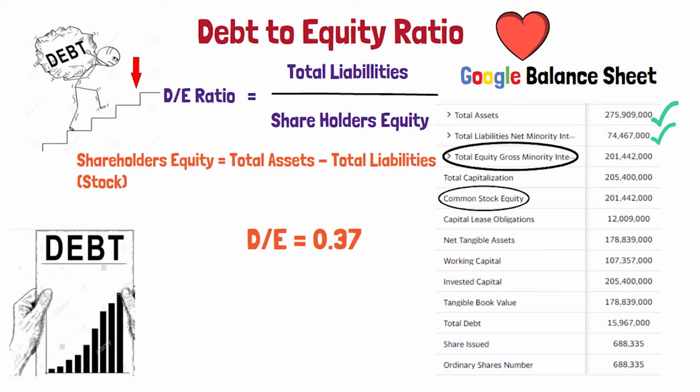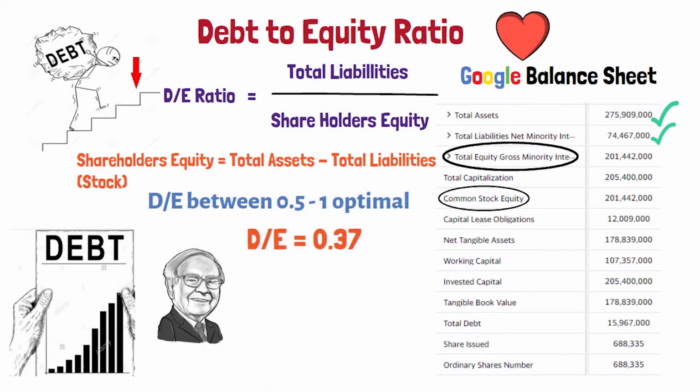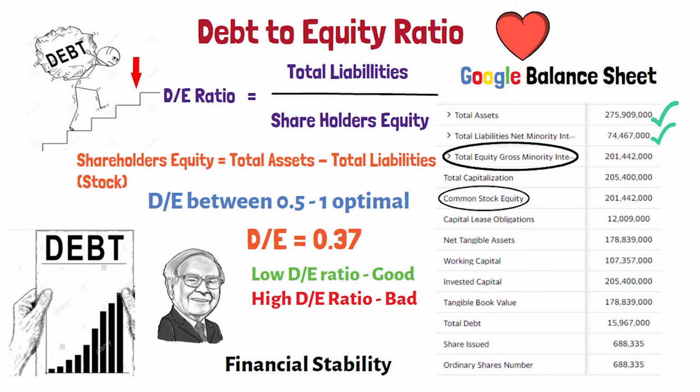An outstanding DE ratio, according to Warren Buffett, is between 0.5 and 1. A ratio above 1 would mean that the company's total liabilities are more than its total equity, which is not ideal. In the case of Google, they have almost 3 times more total equity than total liabilities. The lower the DE ratio, the better it is, and the same goes the other way around. Using this ratio shows the financial health of a company.